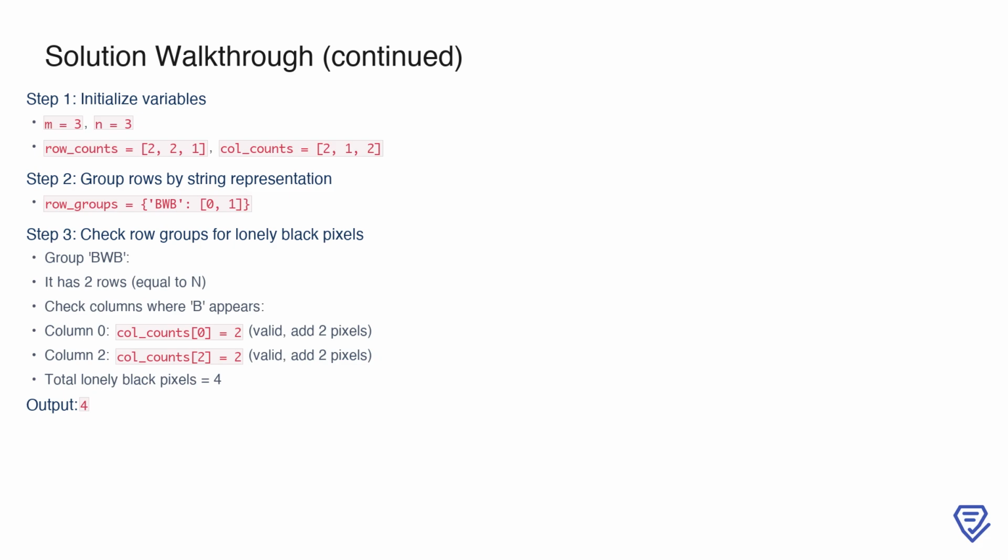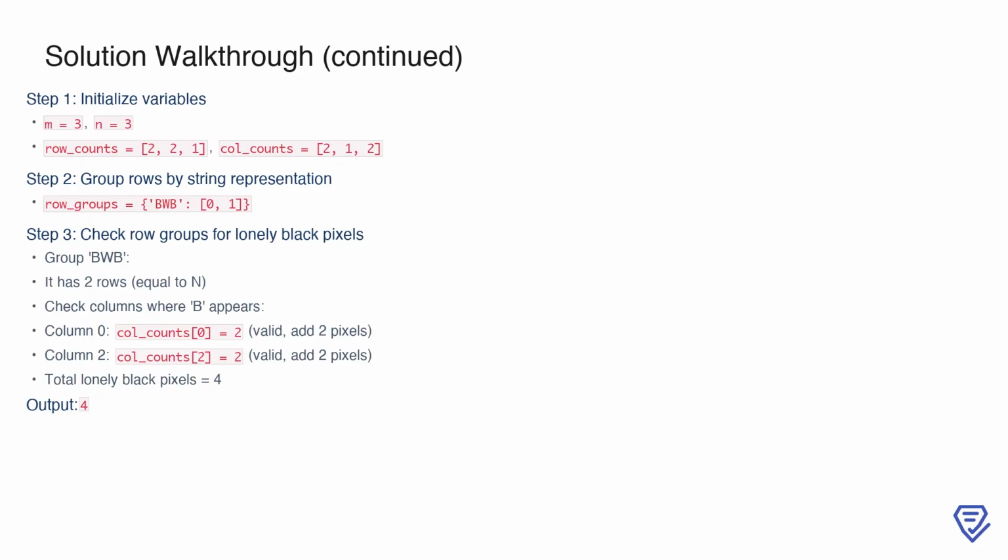We then examine the columns where black pixels appear in this pattern, columns 0 and 2. For column 0, the total black pixel count is 2, which matches the row count, so we add 2 lonely pixels. Similarly, column 2 also has a black pixel count of 2, adding another 2 lonely pixels.